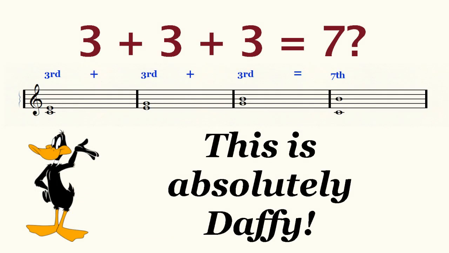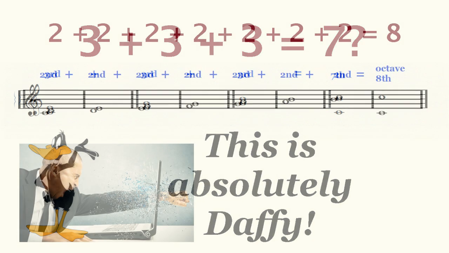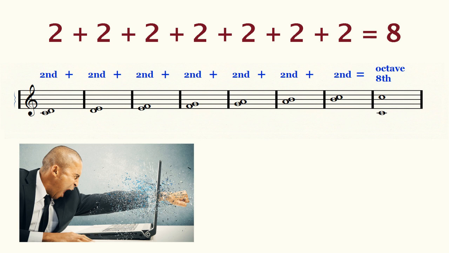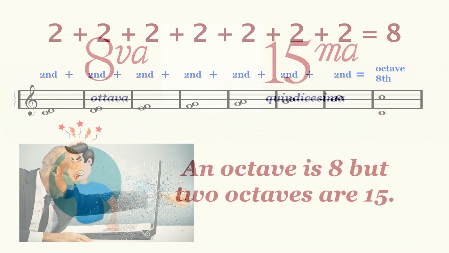It gets worse. If we stack 3 thirds into a chord, we get a 7th. And that says that 3 times 3 equals 7. We have gone from strange to insane. Can it get even wackier? Yes, it can. If we start on C and go up 7 steps, with C, D, E, F, G, A, B, C, we arrive on the next C, which is an octave. But that says that 7 times 2 equals 8. And without doubt, this is totally beyond insane.